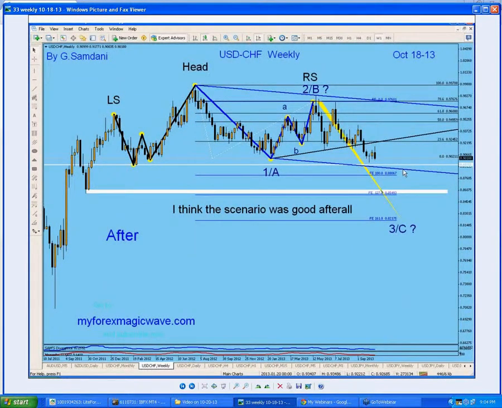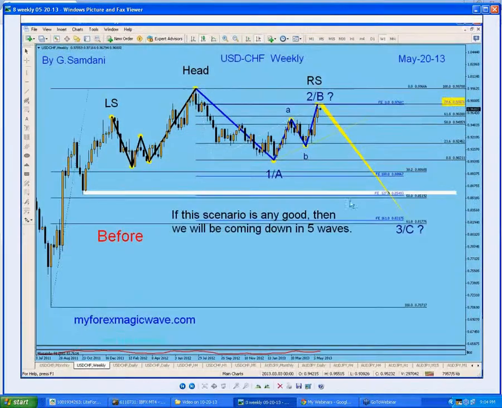It would be a big one. So around here, then 4, then 5. Okay, this is 1, 2, 3, 4, 5. That's why I said in the previous chart that we will go down in 5 waves, because wave 3 or C usually carries 5 waves. Anyway, so this is pound franc.